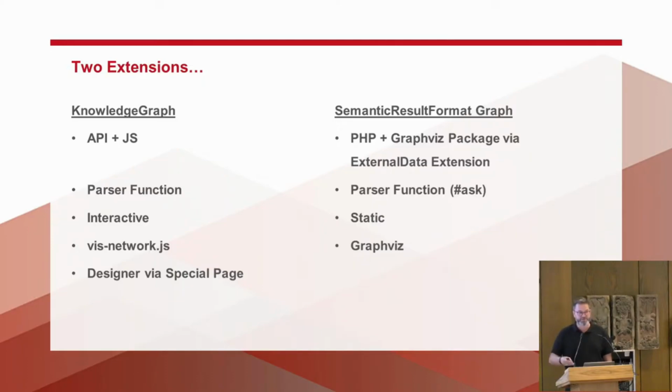It's dynamic in a way that it is based on the results of an ask query, so it changes when the data changes, but you cannot play around with it or add a node or remove a node. That's possible with the knowledge graph extension. Knowledge graph is based on JavaScript framework. It's the vis-network.js. Result format is based on the Graphviz extension.